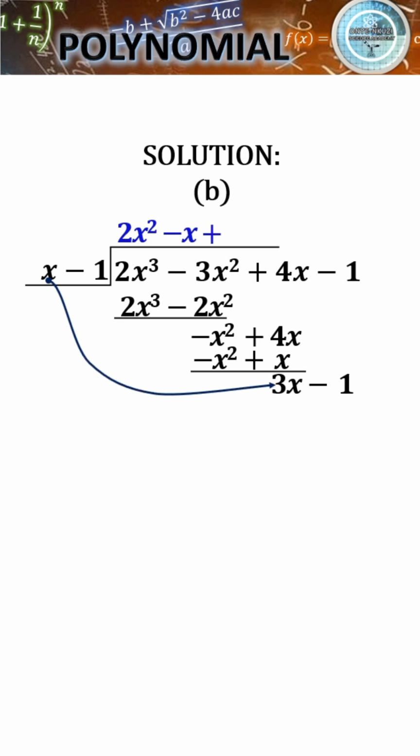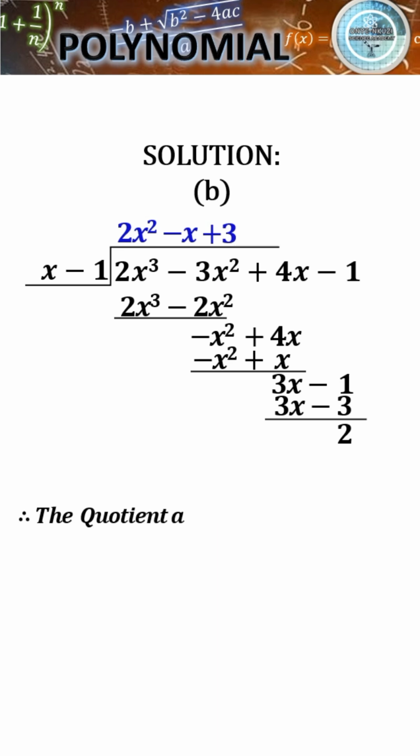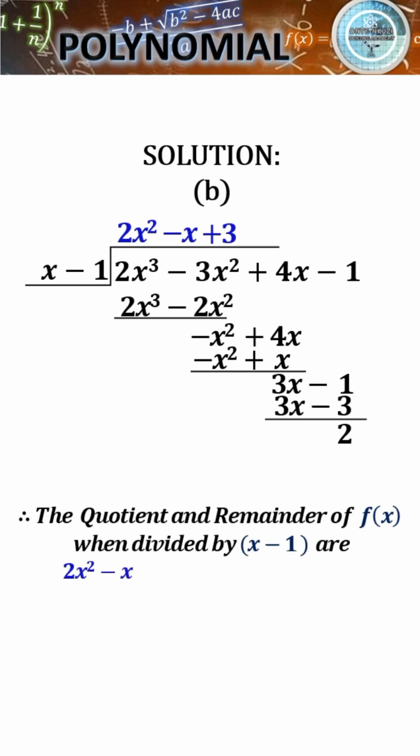We repeat the same step. We have plus 3, and plus 3 times the divisor, we have 3s minus 3. And when we subtract, we have 2. Therefore, the quotient and the remainder of f of s when divided by s minus 1 are 2s squared minus s plus 3 and 2 respectively. So we'll move on to solution C.